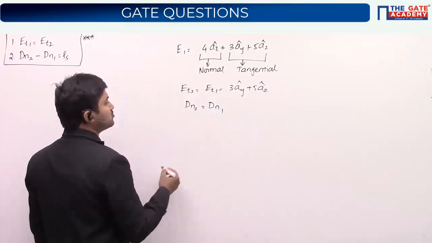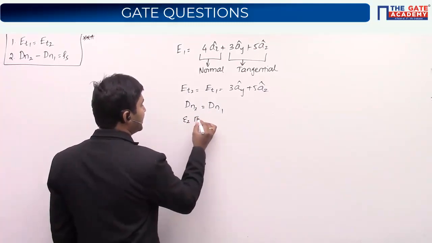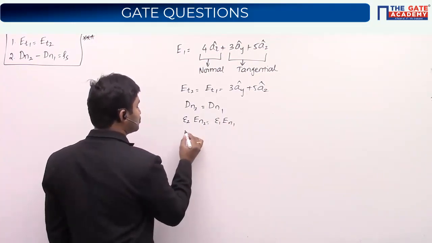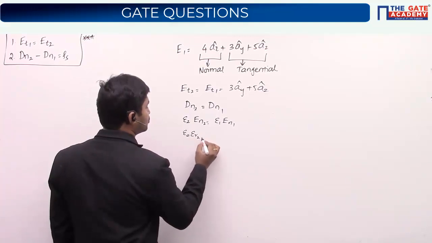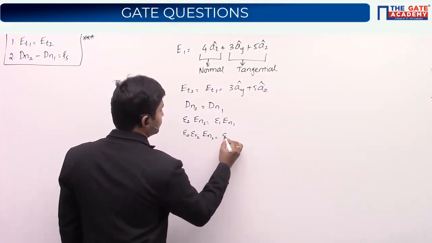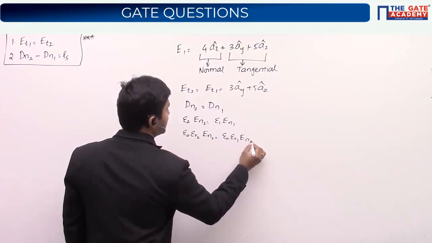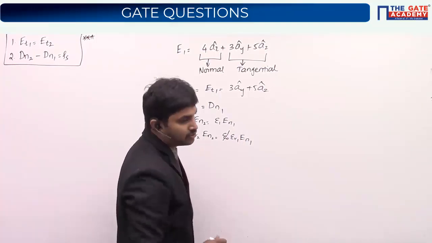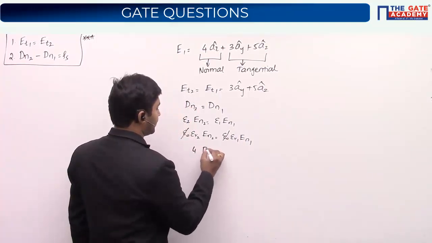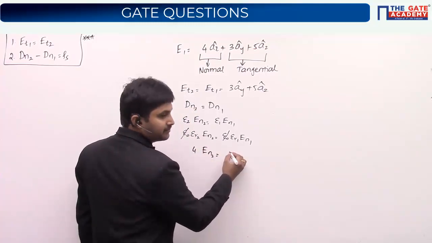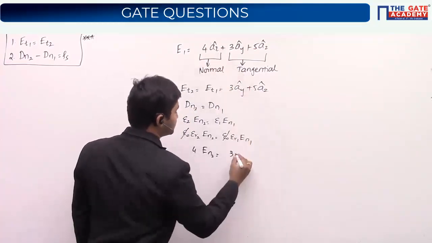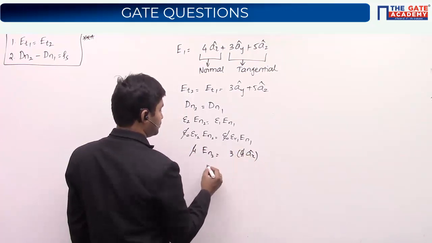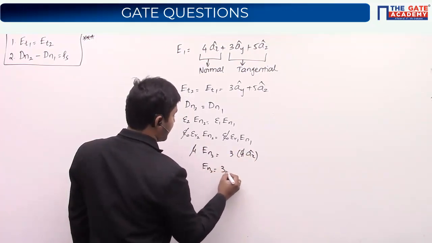Now I want En2. So therefore, I will write it as epsilon 2 En2 is equal to epsilon 1 En1. So what is epsilon 2? It is epsilon naught into epsilon r2. Epsilon naught into epsilon r1 En1, epsilon naught gets cancelled out. So epsilon r2 is 4 here into En2 is equal to epsilon r1, 3, into En1, which is 4ax. So 4 gets cancelled out. So the value of En2 is going to be equal to 3ax.